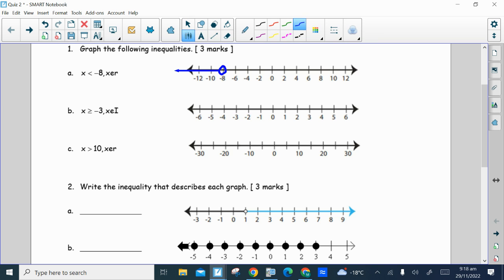Question B. X is an element of integers, so now we're just going to use dots. It says x is greater than or equal to -3, so the -3 is included with a closed dot because it's equal to -3, as well as greater than, so now we have to go off to the right with dots, and we put an arrow on there to show that that pattern continues.